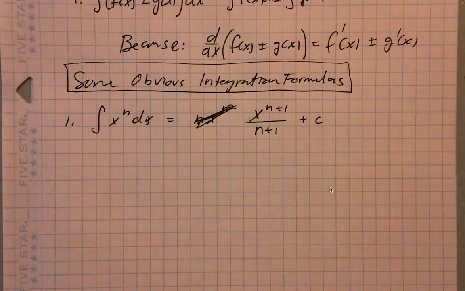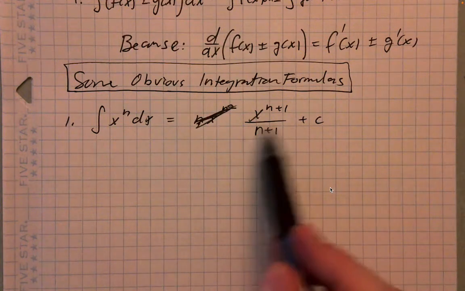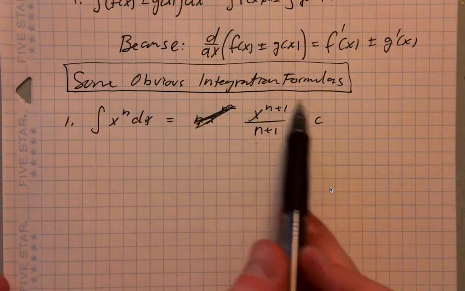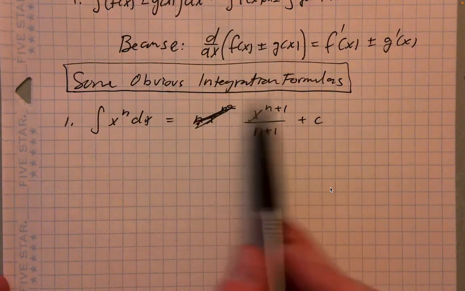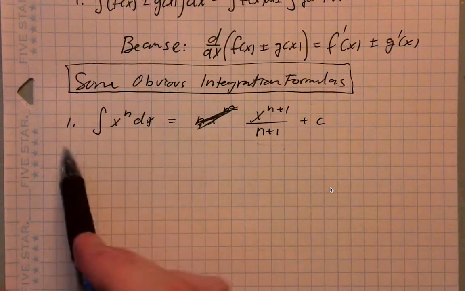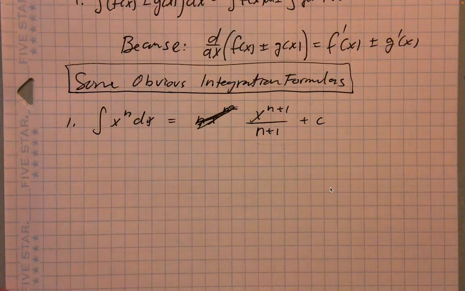This is the one we just did, right? We started with x cubed as our first example, and then this one is the general version of that. And this is true because it is the general form of the family of antiderivatives for x to the n, and that's the definition of the indefinite integral.